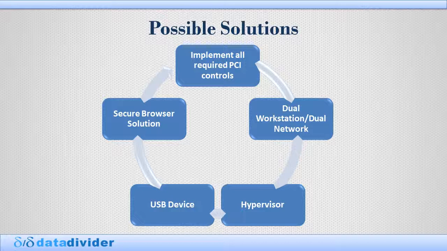Option 2. Dual workstations and dual network. This scenario requires a lot of additional hardware and still requires each of the PCI controls to be implemented just on a smaller subset of workstations. Requirements 2, 5, 6, 10, and 11 still apply. The cost, space, administration, and user acceptance make this option only slightly more desirable than option 1.